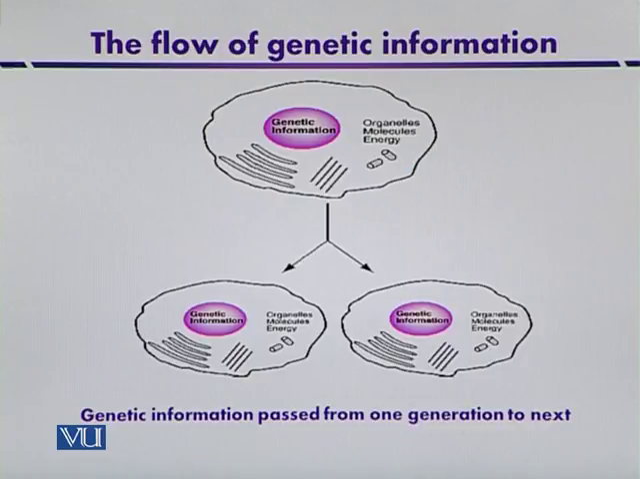Now what happens in a eukaryotic cell? Eukaryotic cells, you are familiar, have a well developed nucleus that contains the DNA, which is membrane bounded. So this is the characteristic feature of a eukaryotic cell. Here the genetic information is transferred from the parent cell to the next daughter cell.